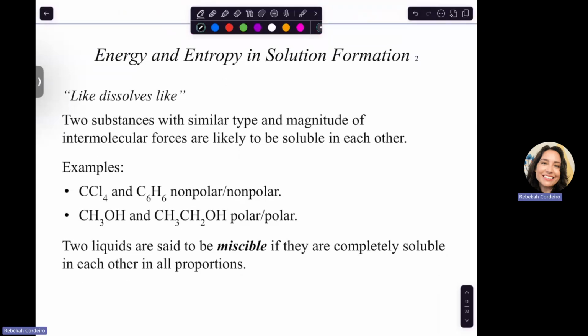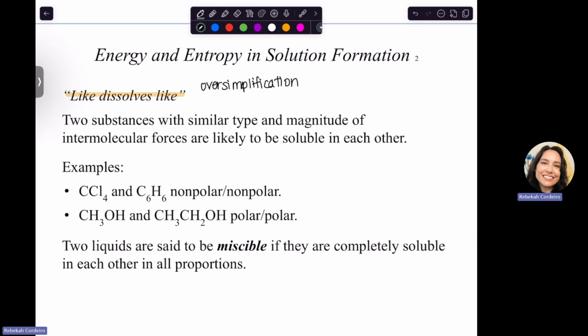So there's a little rule for what things are going to dissolve together, what things are going to mix together. And the rule is like dissolves like. This is an oversimplification, so I just want you to be aware of this. It's nice to think about when we're starting out, but when you get up to higher levels of chemistry, you'll learn this is less of a yes and no question and more of a, well, maybe a little or maybe a little bit more depending on things. So I'll give you an example of that in a second.